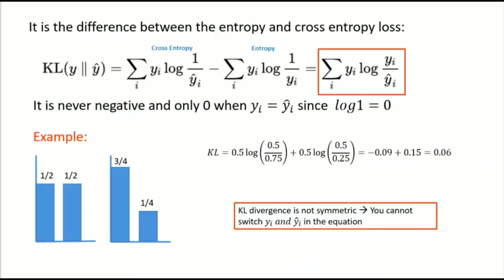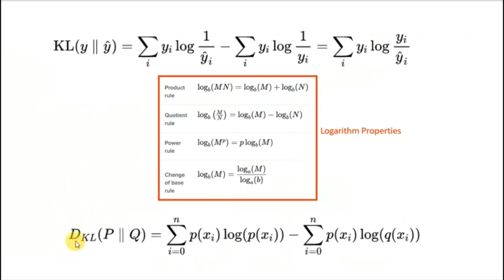Let's have a look at the equation. Basically it's the difference between the entropy and the cross entropy loss. We take our cross entropy loss and subtract the entropy from it. So it's the difference between the cross entropy and the entropy. If you look at the equation this way, it's cross entropy minus entropy, and if you look at it from this side, it's the entropy minus the cross entropy. Both of these equations are exactly the same.